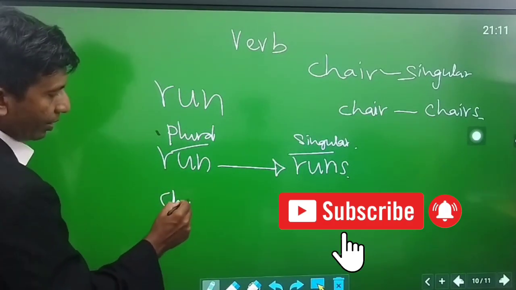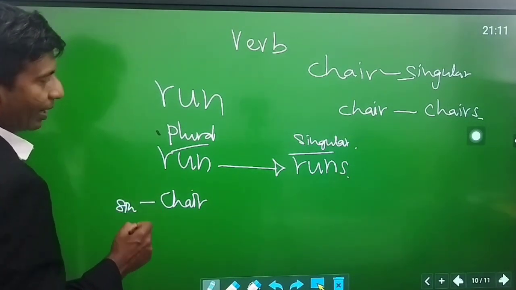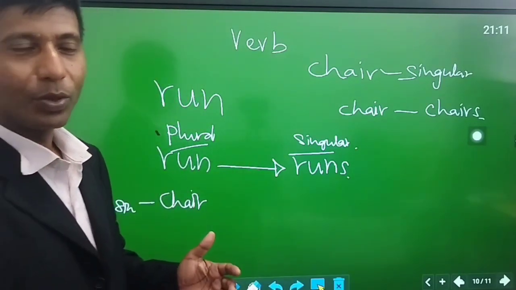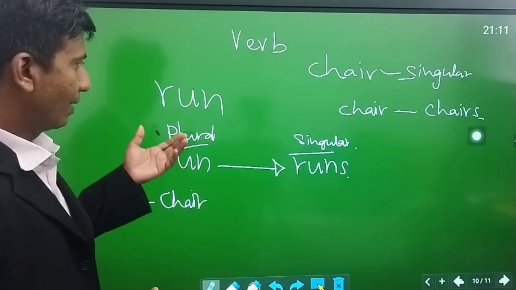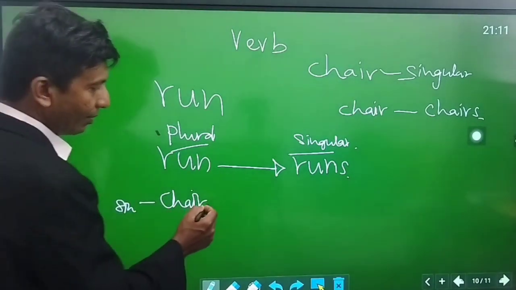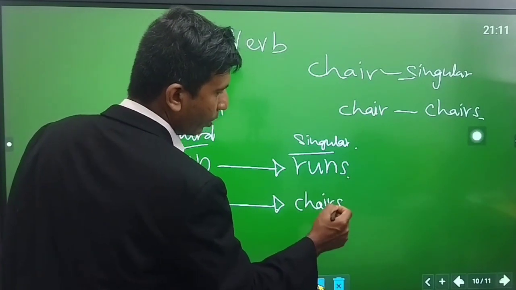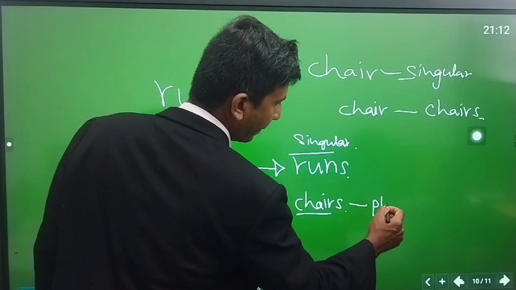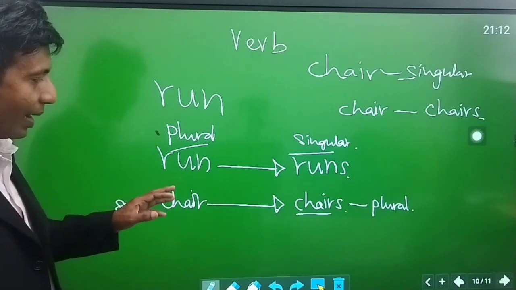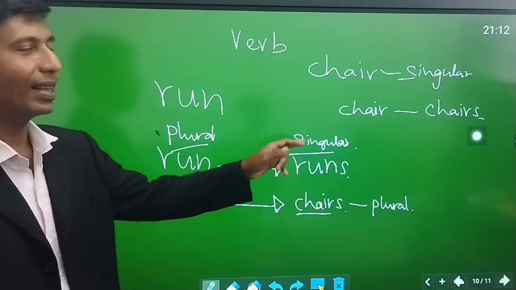Now chair is singular. Right opposite to noun, verb we find as a plural. When you add an s to chair, we make the plural. Chairs is plural. When you add an s to a noun, we find the plural. When you add an s to a verb, we find the singular.